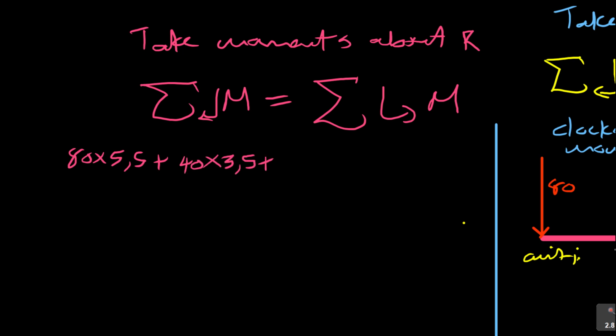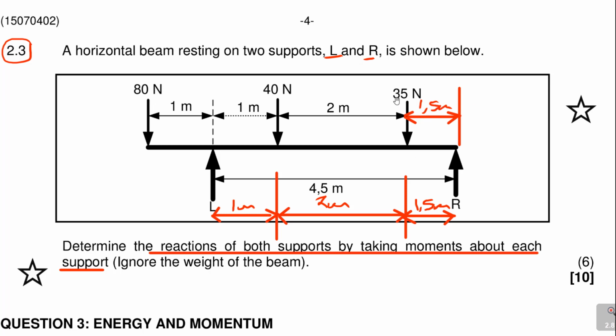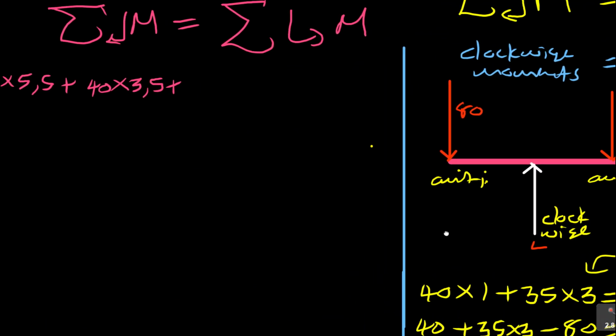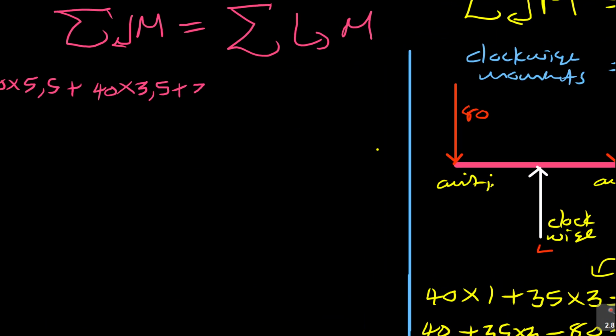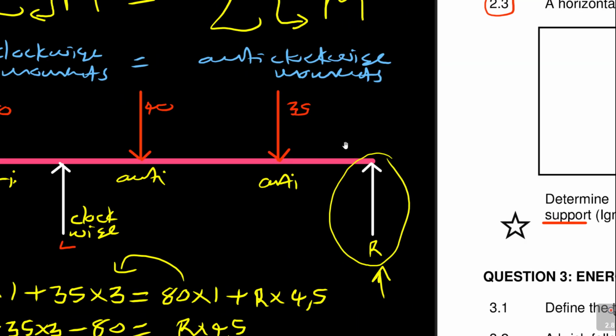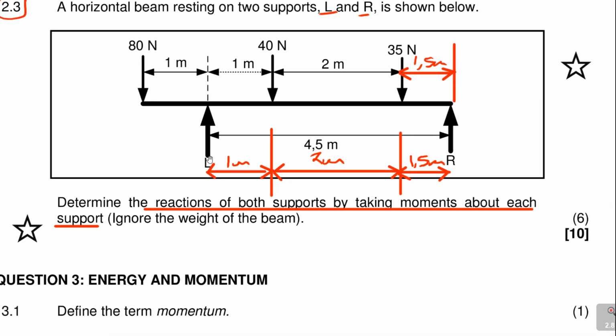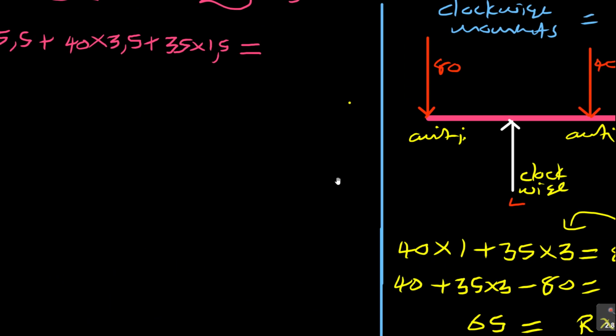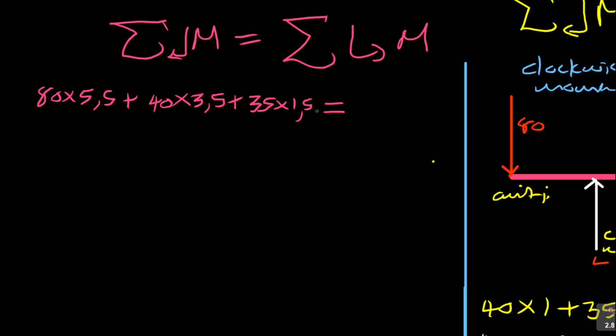That's all that you need to be careful about. And then the other one is 35 times 1,5. Do you see that? Those are anti-clockwise. So 35 times 1,5. All these were anti-clockwise, equal to clockwise moments, which is here. We said it's L, and they told us the distance between the supports is 4,5, which is L times 4,5.